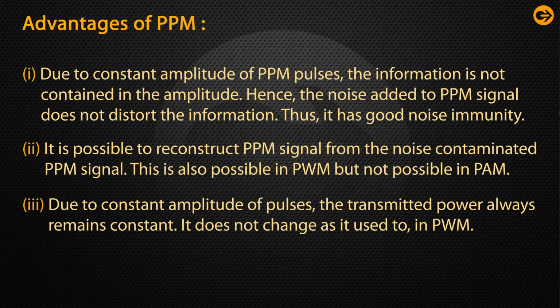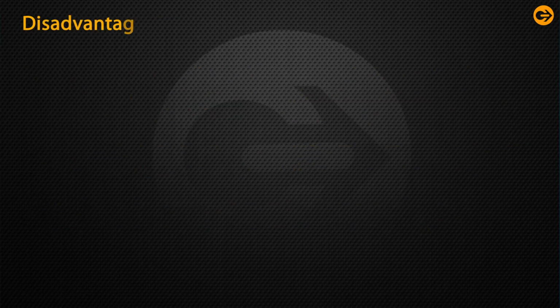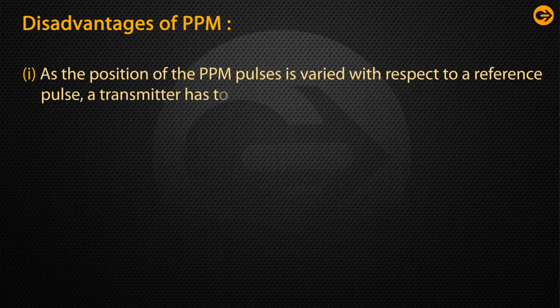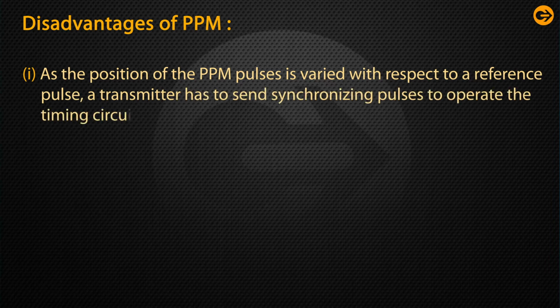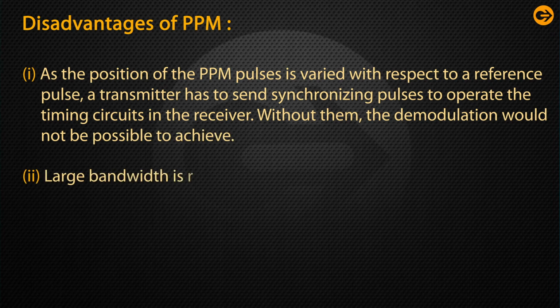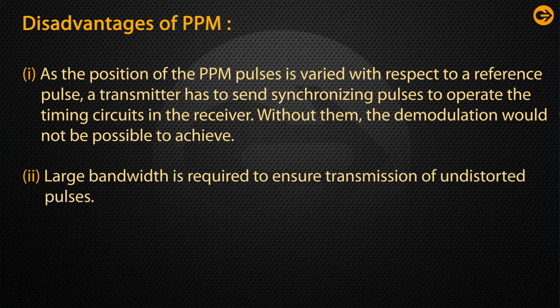Now, obviously, there are some disadvantages. What are the disadvantages? As the position of the PPM pulses is varied with respect to the reference pulses, a transmitter has to send synchronizing pulses to operate the timing circuit in the receiver. Without them, demodulation would not be possible. The second disadvantage is that large bandwidth is required to ensure transmission of undistorted pulses.